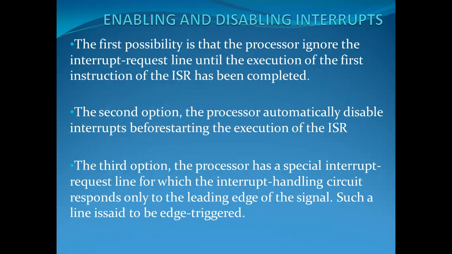The first possibility is that the processor ignores the interrupt request line until the execution of the first instruction of the ISR has been completed. The second option, the processor automatically disables interrupts before starting the execution of the ISR. The third option, the processor has a special interrupt request line for which the interrupt handling circuit responds only to the leading edge of the signal. Such a line is said to be edge triggered.